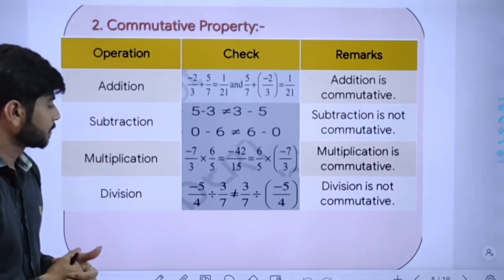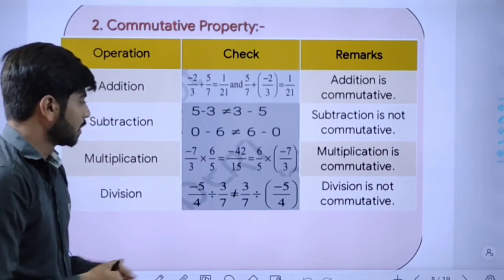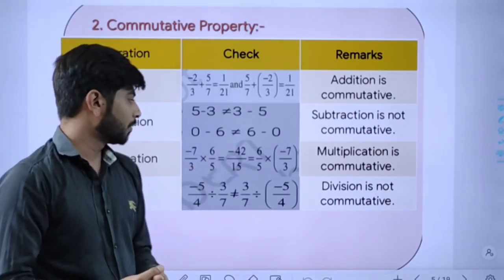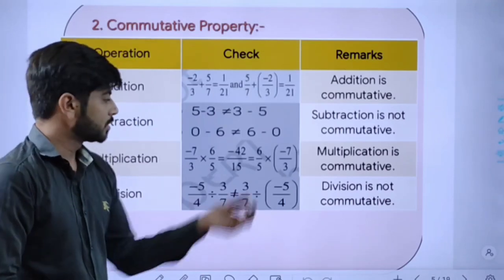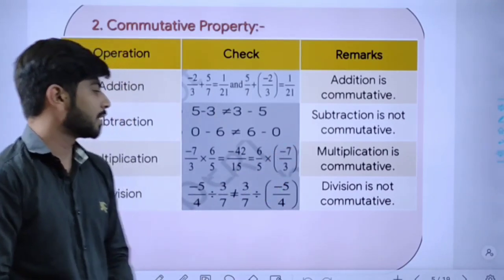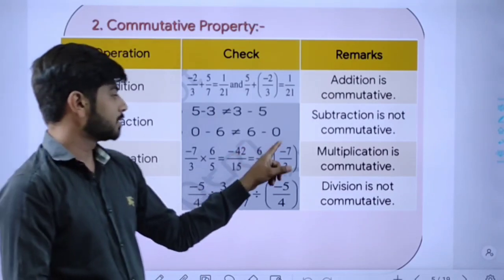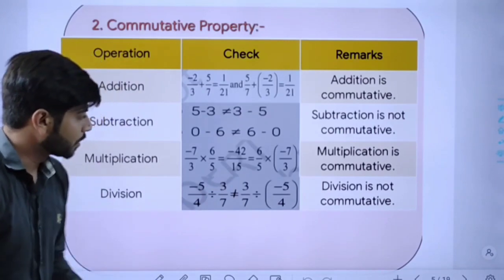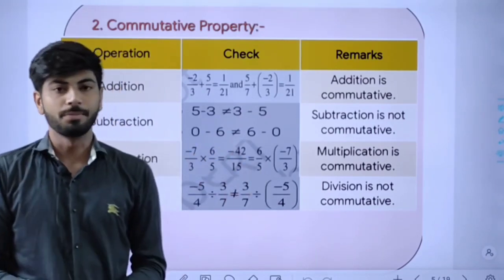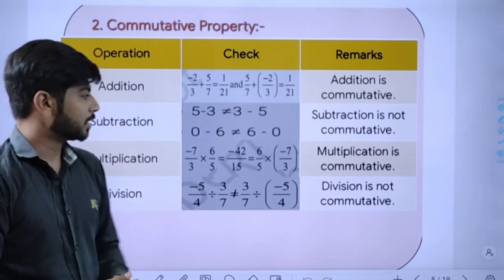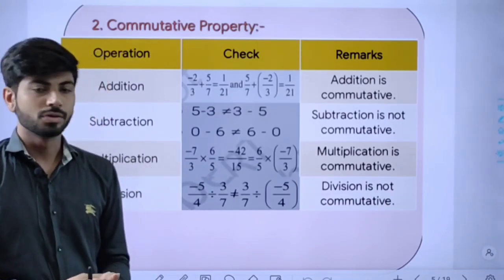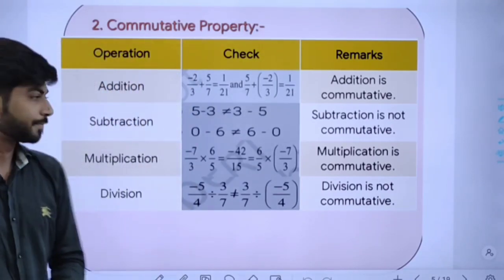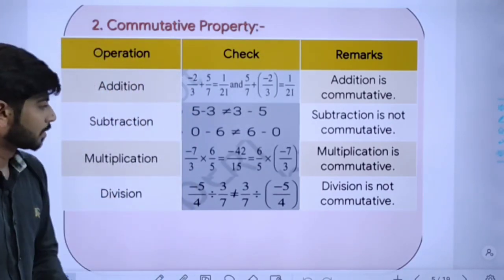Now multiplication, minus 7 upon 3 multiplied with 6 upon 5, we will get minus 42 upon 15. If we change the order, 6 upon 5 multiplied with minus 7 upon 3, we will get the same answer, because 7 sixes are 42 and minus sign, 5 threes are 15. So we will get again minus 42 upon 15. So in multiplication, the commutative property is also followed. So we will write, multiplication is commutative.